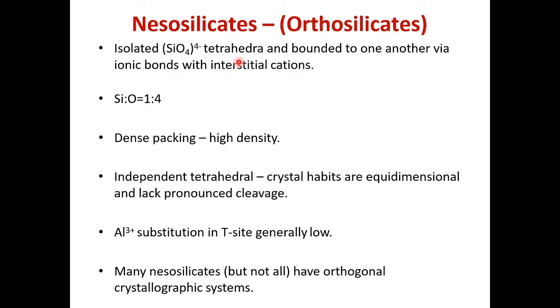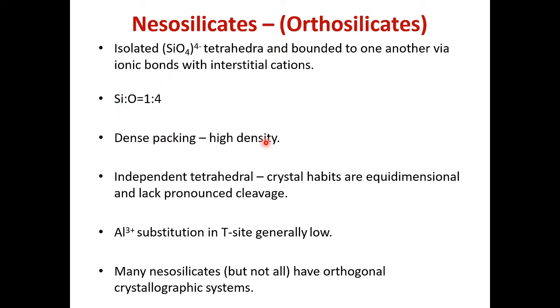Okay, so nesosilicates. These are also called orthosilicates. What happens in nesosilicates? The silicon tetrahedron is an isolated tetrahedron, meaning there is no sharing of oxygen with another tetrahedron. So these are bound to one another by ionic bonds with interstitial cations, meaning two tetrahedra are not linked directly, but there are cations in between by which they are bound. The ratio of silicon to oxygen is 1:4 in this packing.